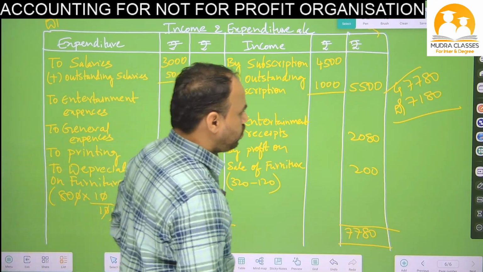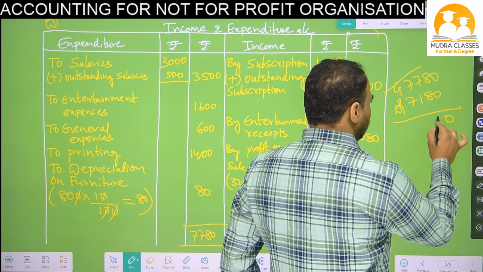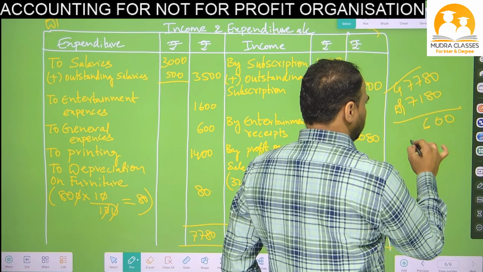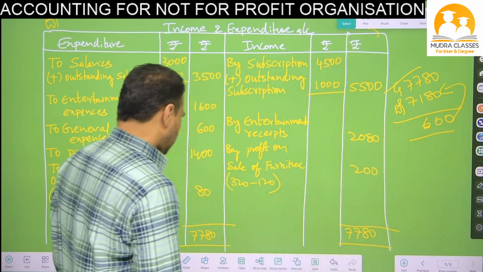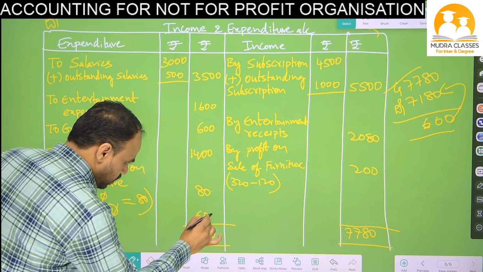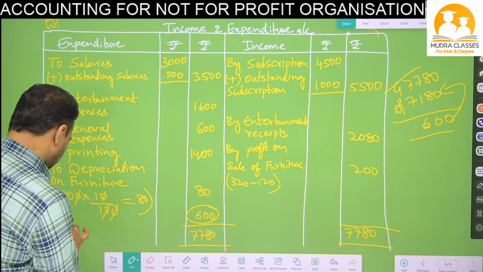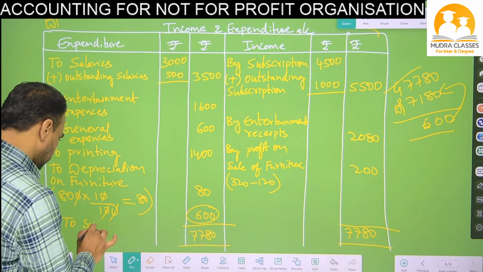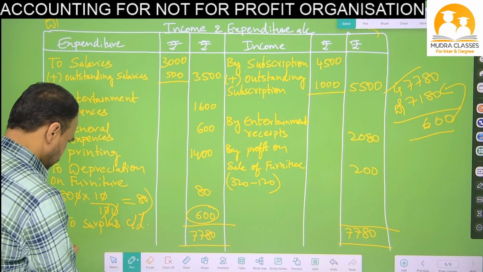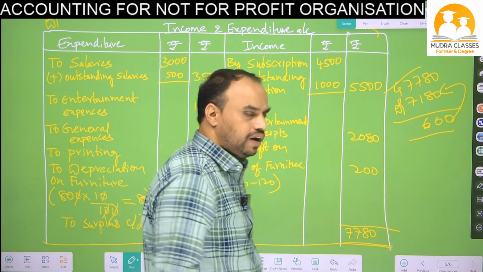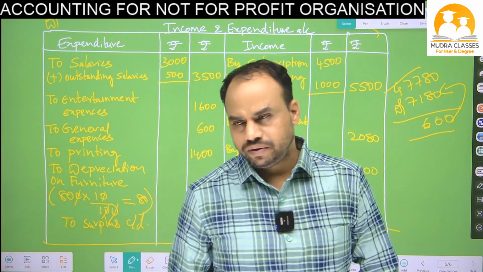7780. Now do the subtraction, so we get 600. So we got 600 rupees. Write 600 on the debit side, because the debit side is the smaller amount. This 600 is called what? To surplus. This 600 is called surplus carried over. Okay, very simple, very simple chapter.